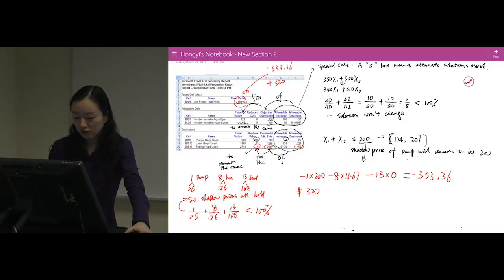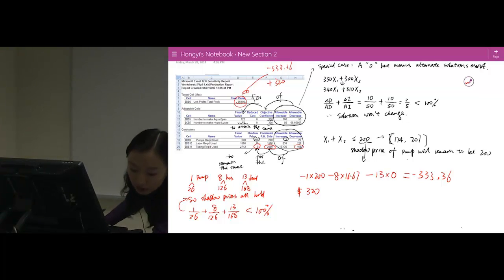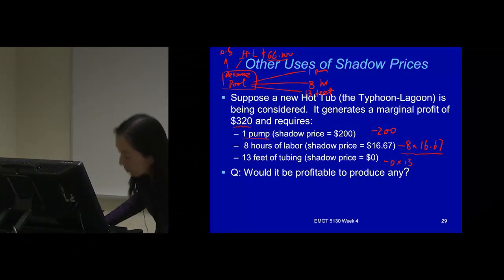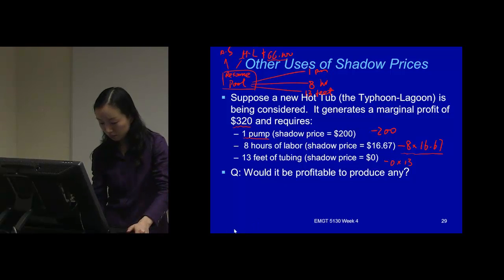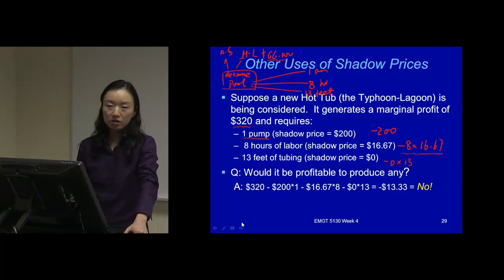So is it profitable? No, because the total amount of profit is going to decrease by $13.36. So that means it's not profitable to make this third type. So this is how we calculate. We don't even need to use that original objective function value.